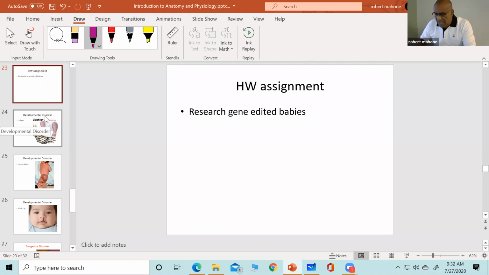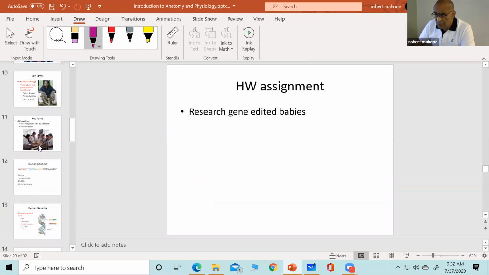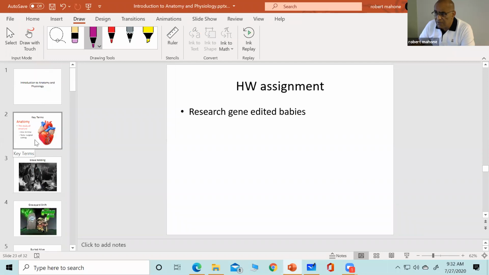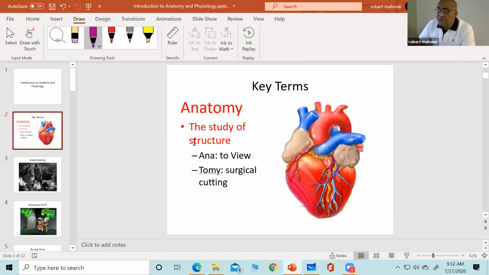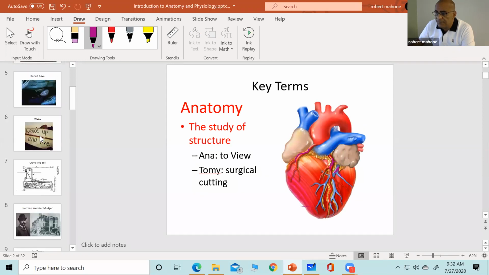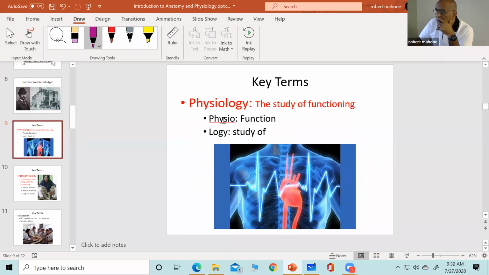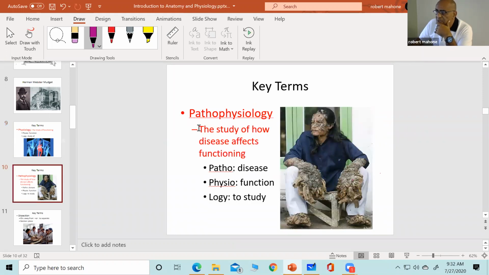All right, and that is genes. Before we go into the next section, let's go back and review, then we'll take a short break and then get into the next section. Anatomy, the study of structure. Physiology, the study of functioning. Pathophysiology, the study of how disease affects functioning. Get used to recognizing that word part, patho. It always means disease. Anytime it's in a word, it's going to mean disease. Patho.